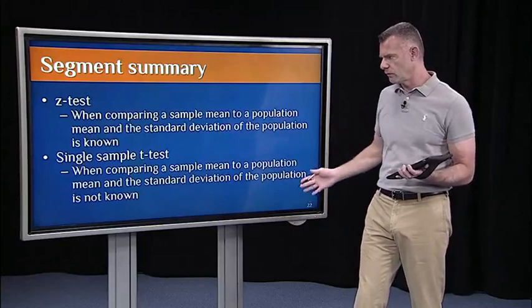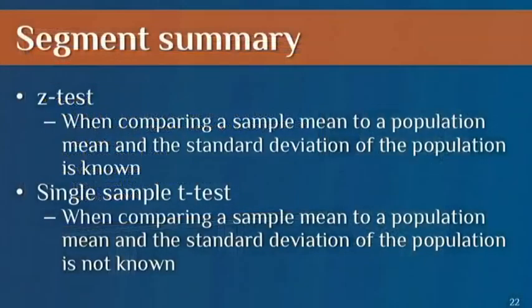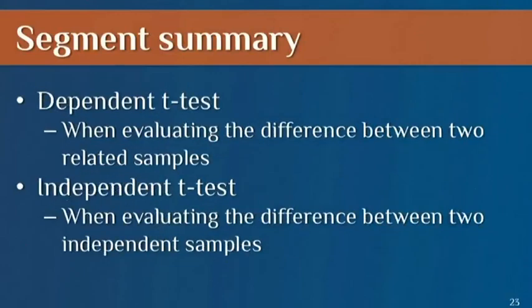And there are 4 basic types: the z-test, the single sample t, the dependent, and the independent. And the dependent and the independent are the ones we're going to cover in the next 2 segments of this lecture.